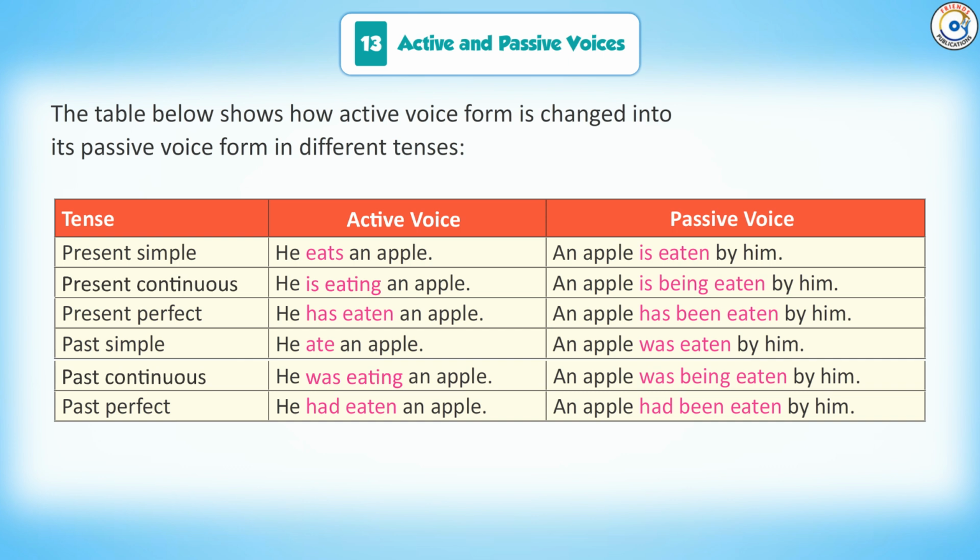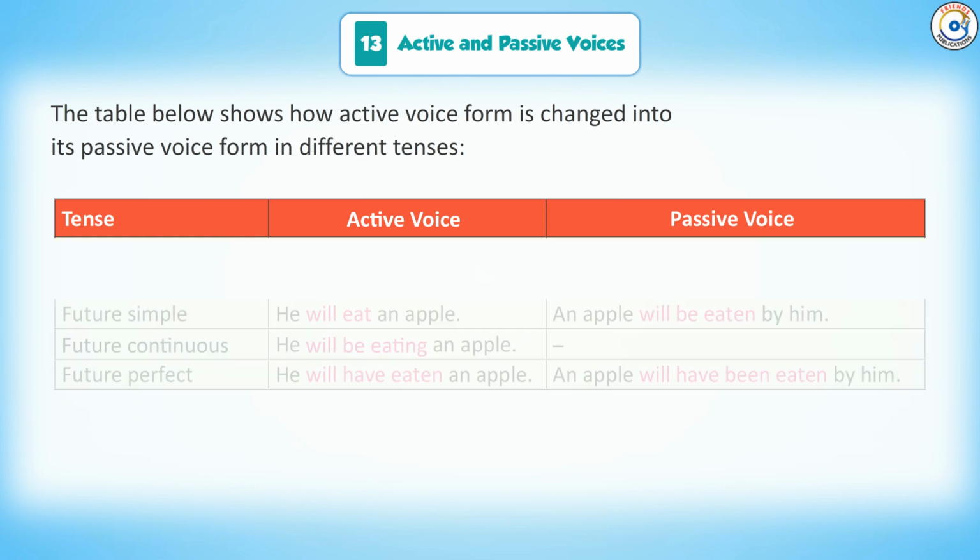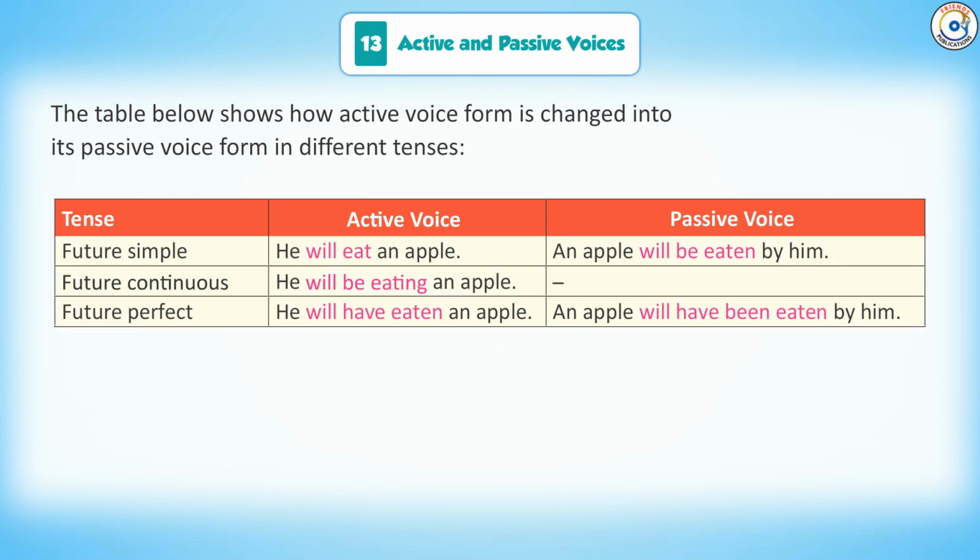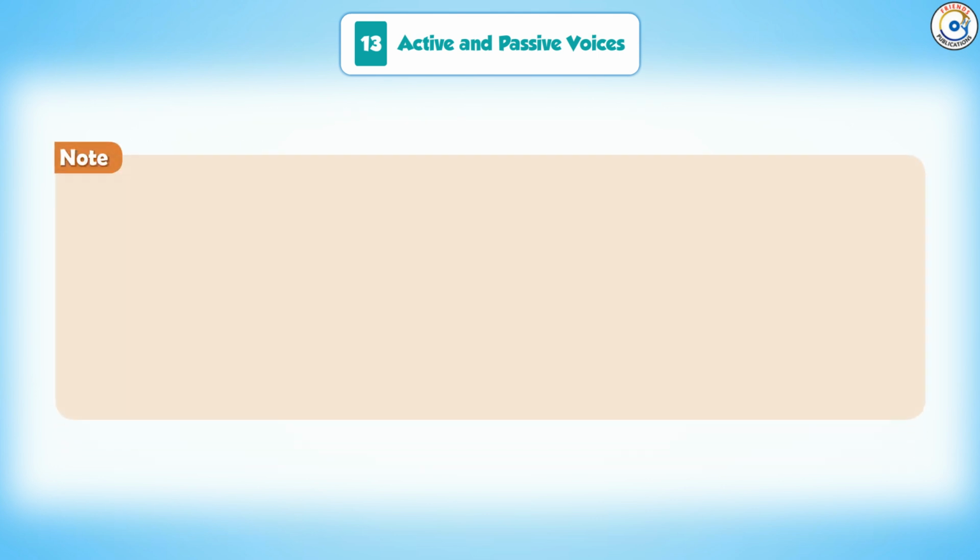Past continuous. He was eating an apple. An apple was being eaten by him. Past perfect. He had eaten an apple. An apple had been eaten by him. Future simple. He will eat an apple. An apple will be eaten by him. Future continuous. He will be eating an apple. Future perfect. He will have eaten an apple. An apple will have been eaten by him.